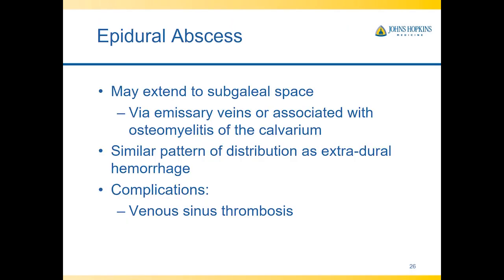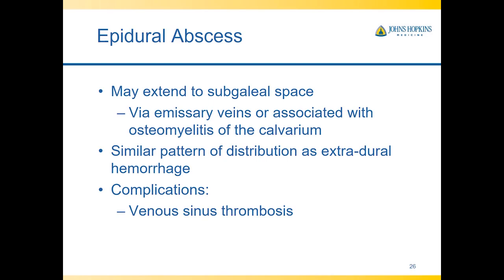So epidural abscesses can also extend to the subgaleal space, either via spread from emissary veins or, since they are associated with osteomyelitis of the calvarium, you can have abscess collecting on the opposite side or the extracranial portion of the involved calvarium. The pattern of distribution can be similar in an epidural abscess. As for an extradural hemorrhage, for example, it might be limited by a sutural line.